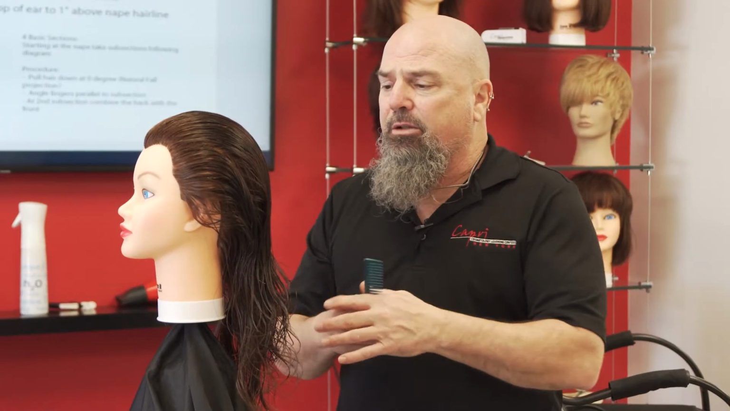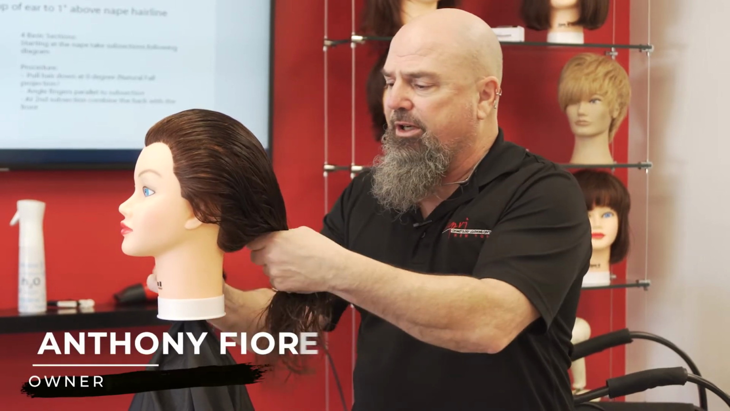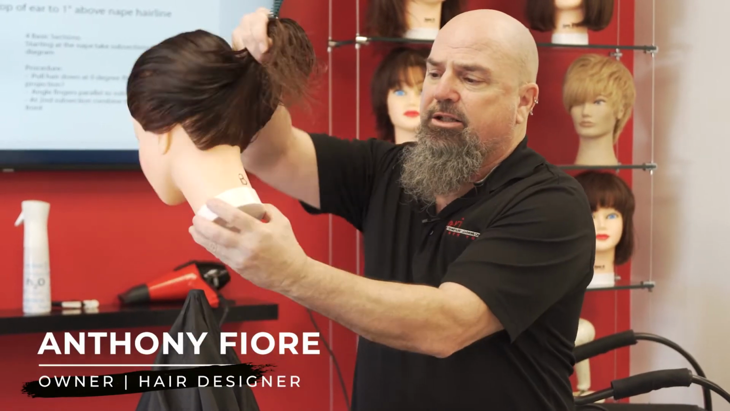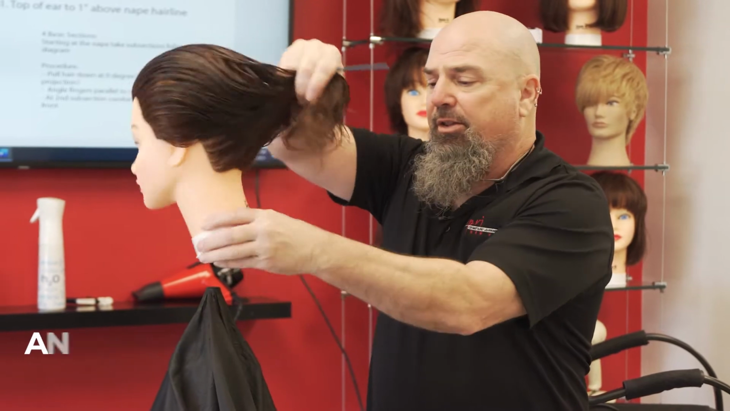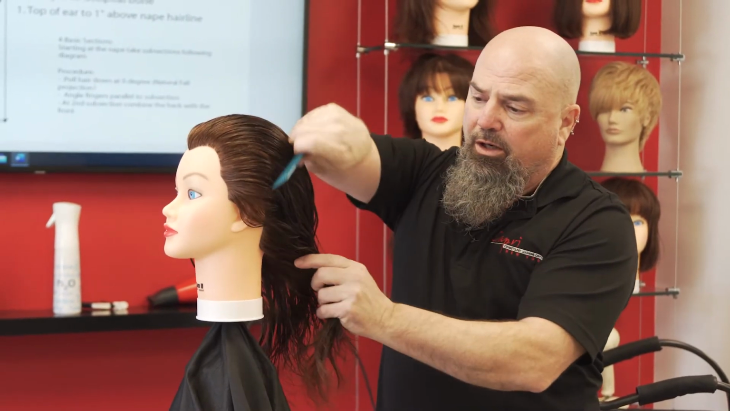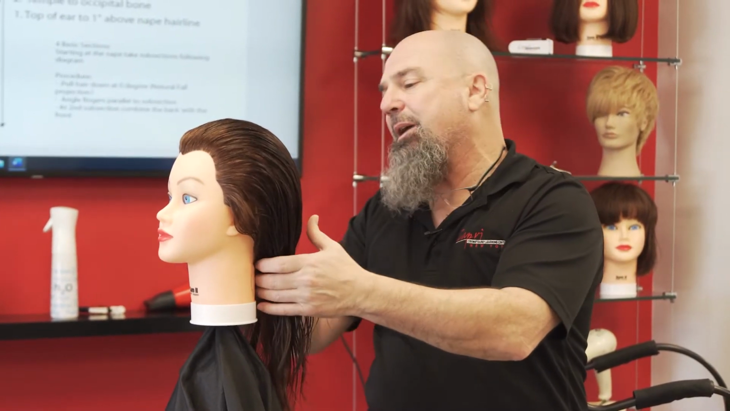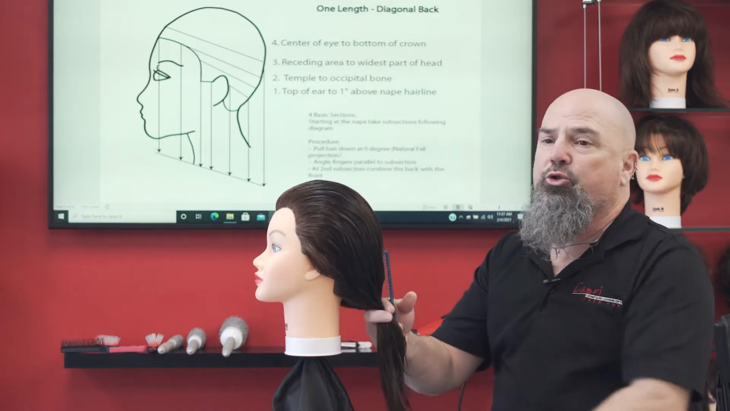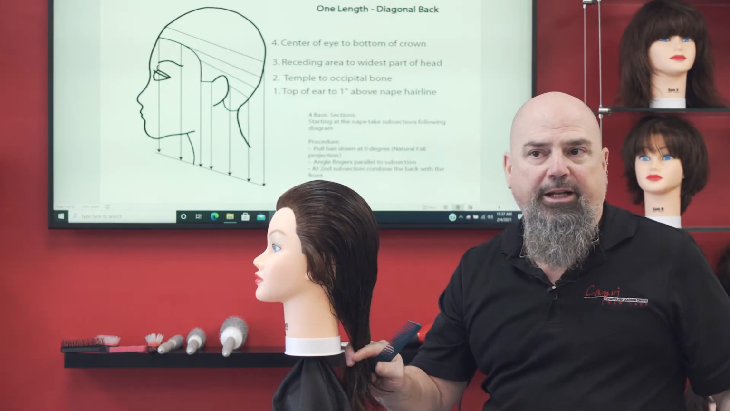In this particular session, we're moving on to our next mannequin, which is mannequin B. This mannequin is brand new. We are going to be doing a diagonal back haircut on her, and we're going to try and keep mannequin B the long mannequin, if you will.